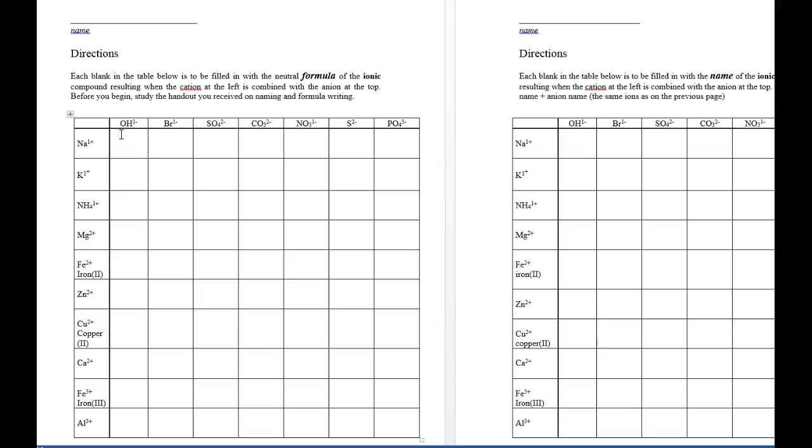So what would the next one be? Sodium carbonate. Just carbonate? Carbonate, sodium carbonate. And sodium nitrate. Okay, so if it's a polyatomic and not just a single ion, we have to use the name of the polyatomic ion. Okay, so I think we've got those.